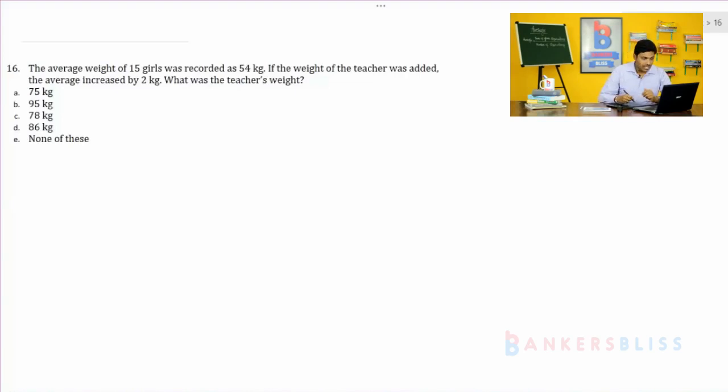So 15 girls, each girl getting 2 kgs. So 15 into 2, 30 kgs. This 30 kgs has to be distributed by the teacher. After distributing 30 kgs, the teacher should get 56 kgs because the new average age is 56. 54 plus 2, 56. So the new weight is 56.